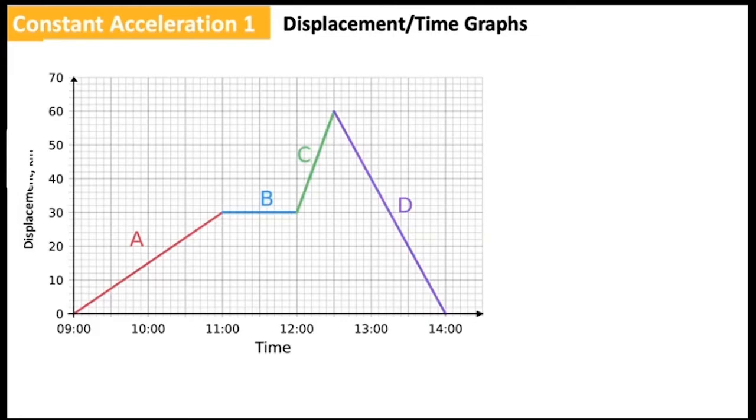In part D, the displacement has changed, but this is actually a negative change. It's gone from 60 initially to 0 at the end of part D of this journey. So we have negative displacement, and this happens over an hour and a half. We could calculate the velocity by using negative 60 over 1.5 hours. So negative 60 divided by 1.5. And I'm sure that will get you negative 40 kilometers per hour.